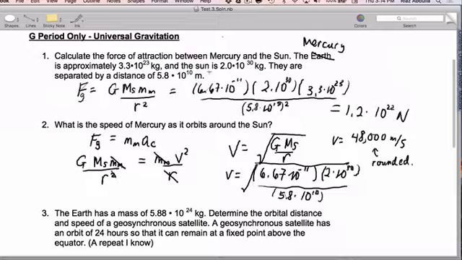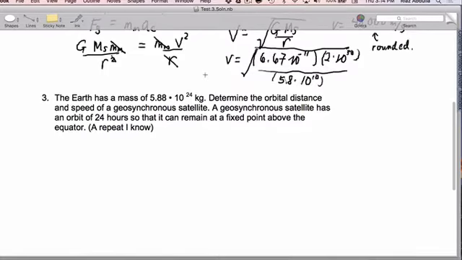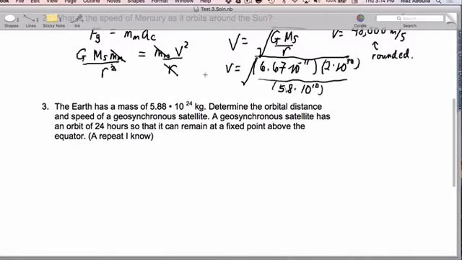All right. Now for question number 3. Earth has a mass of 5.88 times 10 to the 24th kilograms. We want the orbital distance and speed of a geosynchronous satellite. So let's get the orbital distance. Once again, we have the gravity force acting on a satellite, and the effect is that that satellite moves in a circular orbit around the center of the Earth.